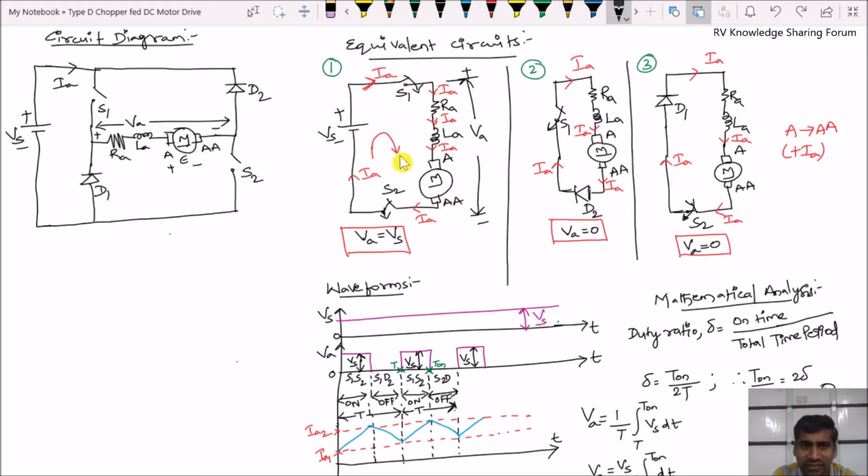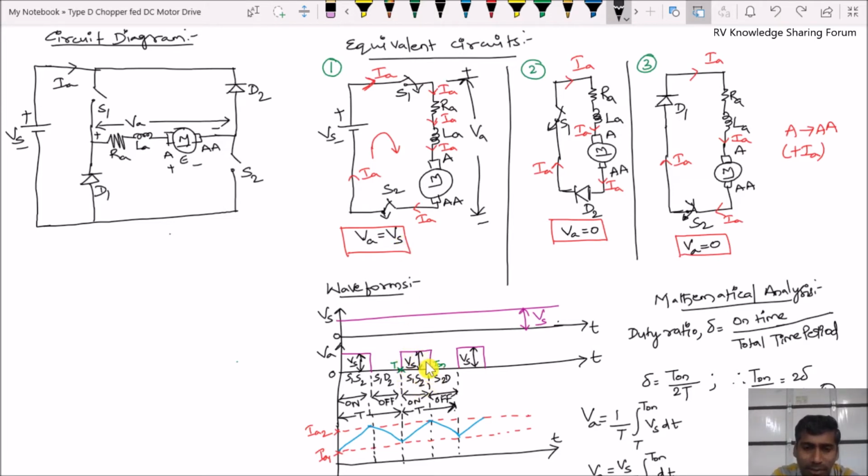So if we apply KVL to this loop, we will get VA is equal to Vs. That means at this condition, the output voltage or the armature voltage is equal to the supply input voltage Vs. So that is drawn here. From the time period T to the time period T on, the switch S1 and S2 are conducting, our output voltage is equal to Vs, which is drawn here.